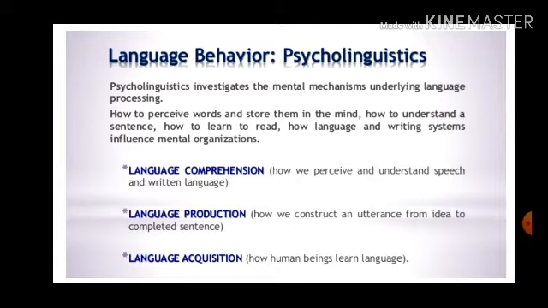Language behavior, psycholinguistics. Psycholinguistics investigates the mental mechanisms underlying language processing: how we perceive words and store them in the mind, how we understand a sentence, how we learn to read, and how language and writing systems influence mental organization. There are three areas that we learn: language comprehension, language production, and language acquisition.